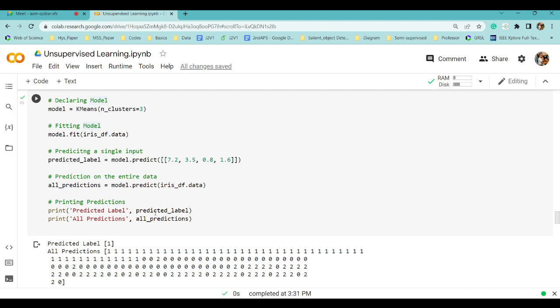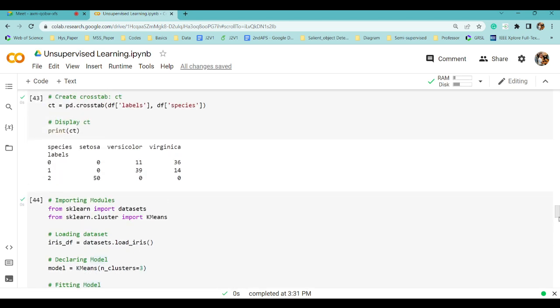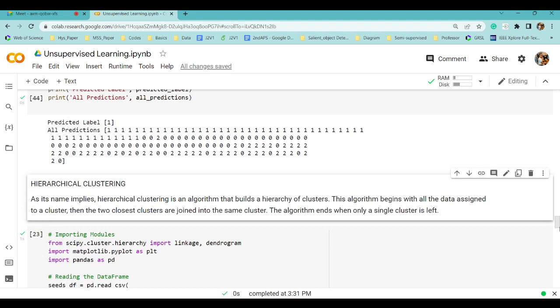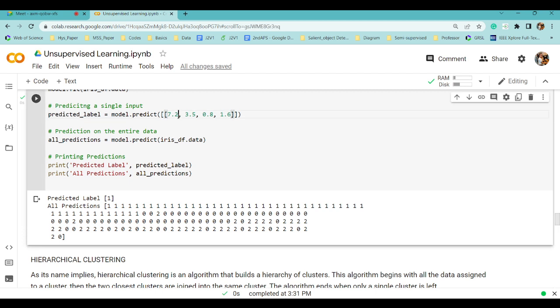Predicted label means it will tell which label it will belong to. One means it belongs to, I think, versicolor or virginica, either of them. And all predictions means how this data point will belong to all the three. You can change the values as well.